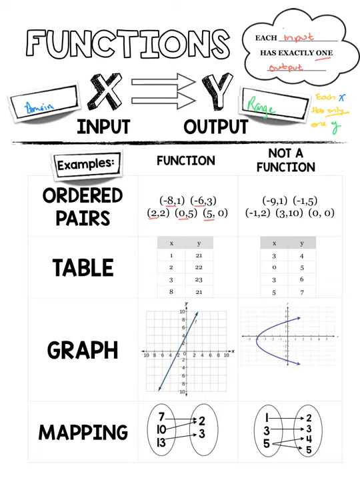But look at this one. -9, -1. We have -1 again. So this -1 x has a y value of 5, and this -1 x has a y value of 2. It cannot be a function with that, all right?